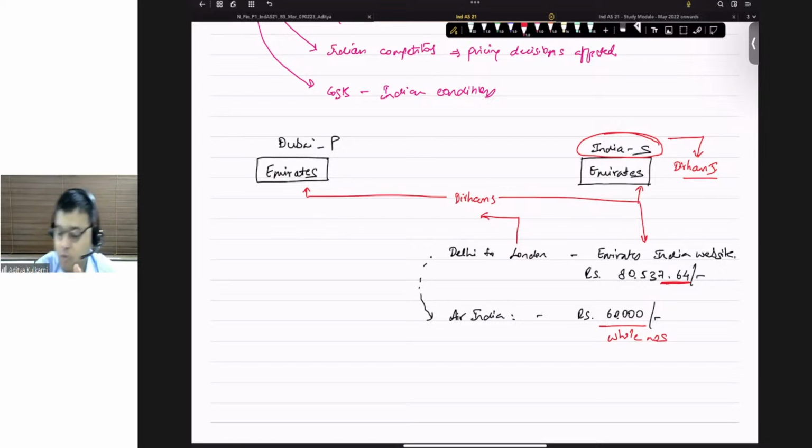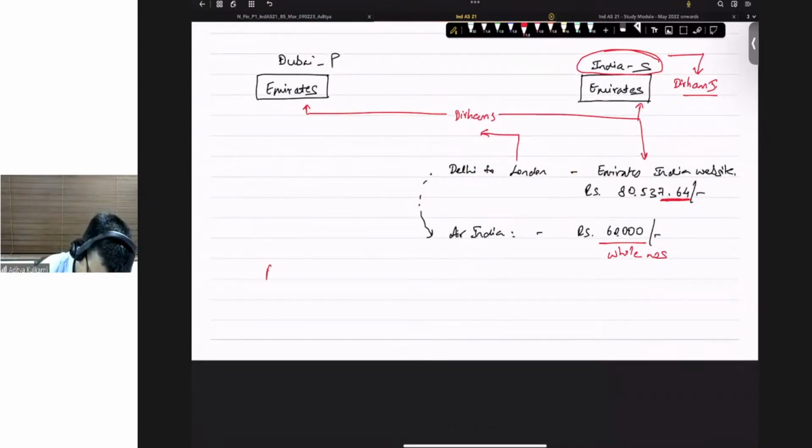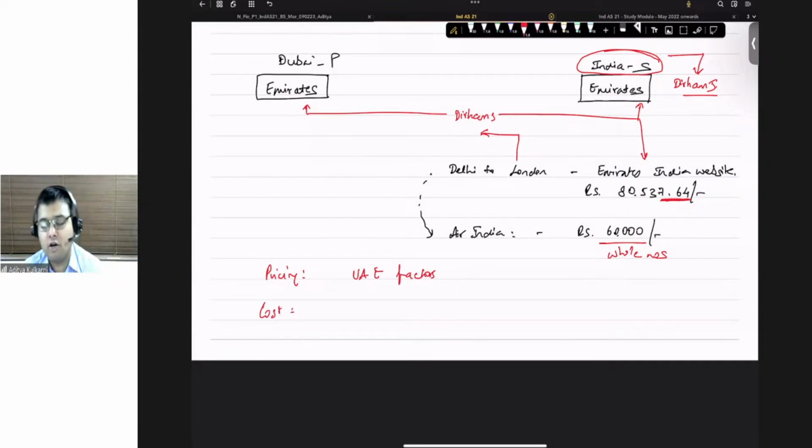Okay. So now moving on to the next part. Sir, suppose, let us assume that even employees come from UAE and sit here. Now we move on to the next one. Suppose this company Emirates, sir, pricing, you have explained, this is fixed by UAE factors. Okay. But the second factor you will look at is cost.